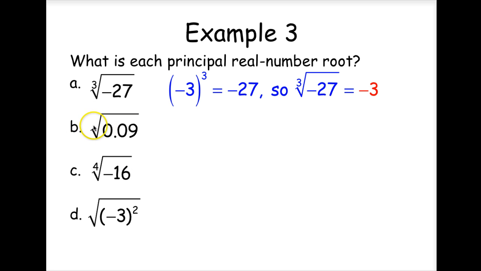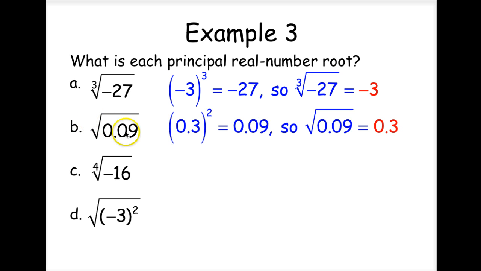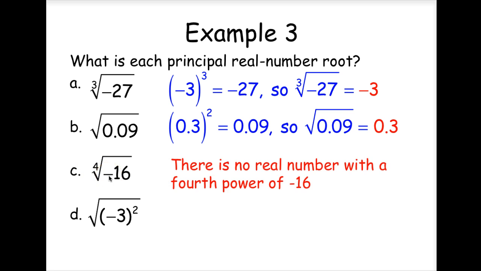Our index is even, and they're asking for the principal real number root, so they're only asking for the positive number, 3/10. Even index, negative number. So there is no real number with a fourth power of negative 16. Even index, even power. So negative 3 squared is 9. The square root of 9 is 3. And remember, they're just asking for the principal root, so not the plus or minus 3, just 3.